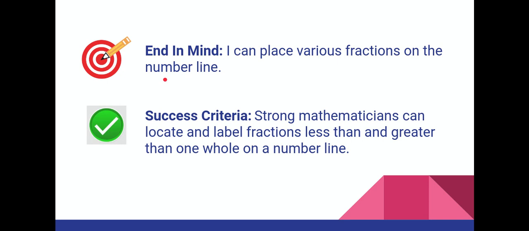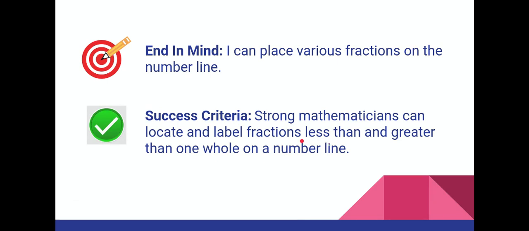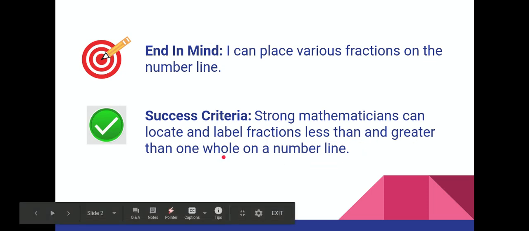To be successful today, strong mathematicians can locate and label fractions less than and greater than one whole on a number line. So we've been working a lot with fractions that are parts of one whole. Now we're going to also start working with more fractions that are greater than one whole. So they will be what we call improper fractions, and we will show you that as we keep going on today. All right, go ahead and click to the next slide.